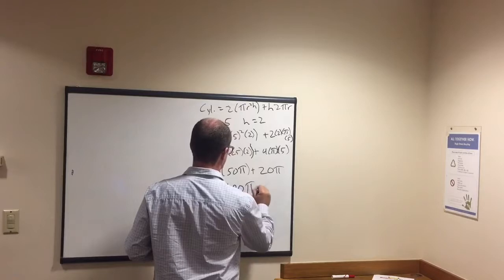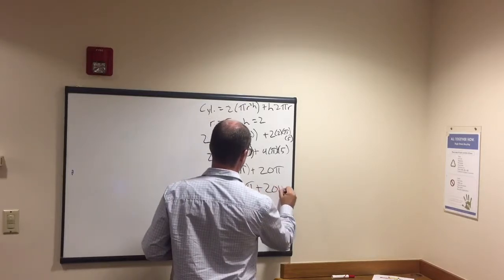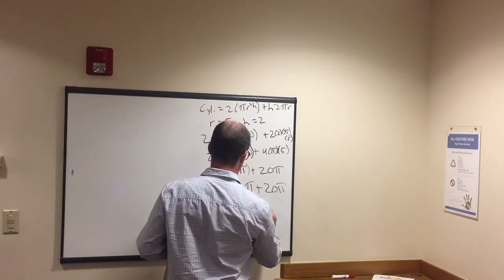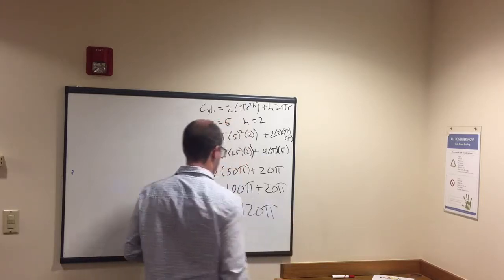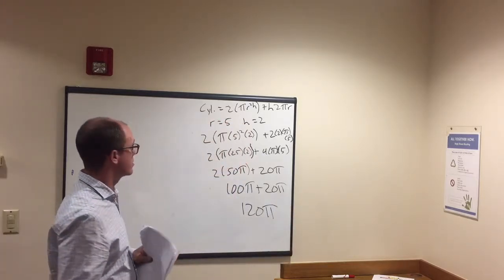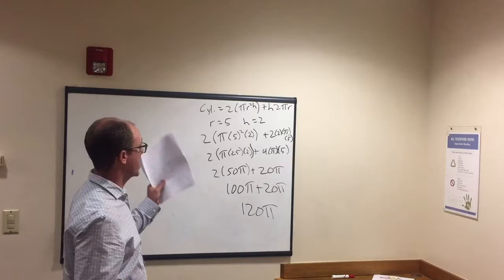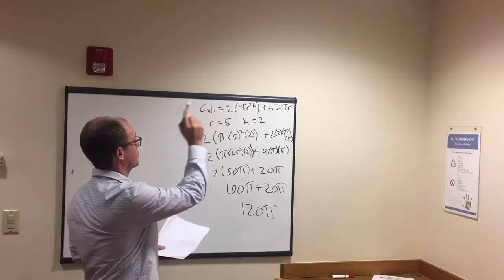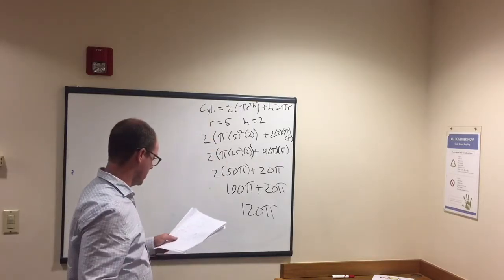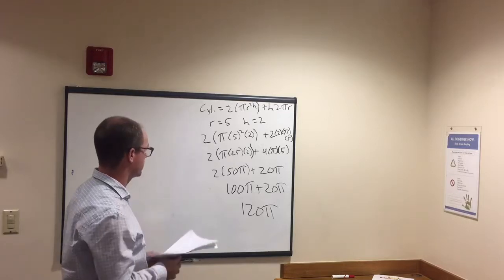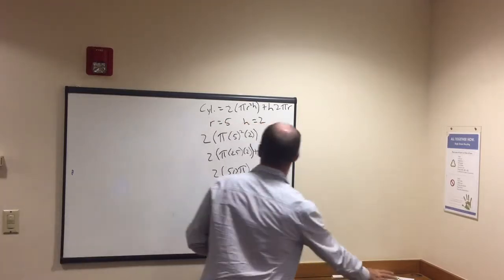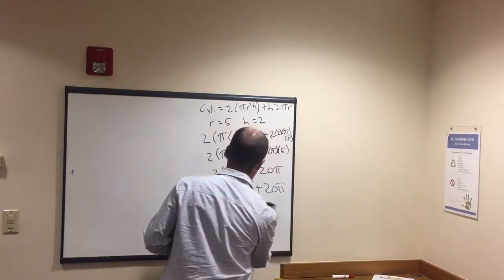Right, now we're just going to add these two together. Plus 20 pi equals 120 pi. Okay, so that's how we do it, right? So it's a bunch of math, but really once you know the formula, you're just plugging this stuff in and no problem. Okay, let's do another one.